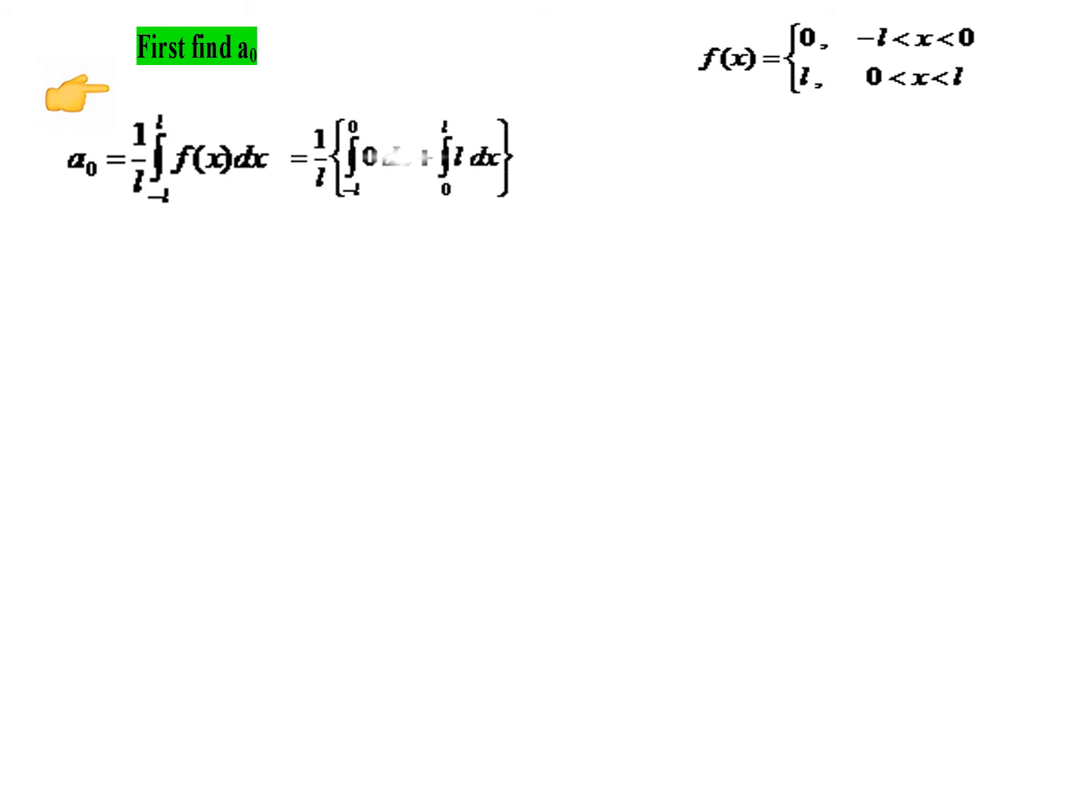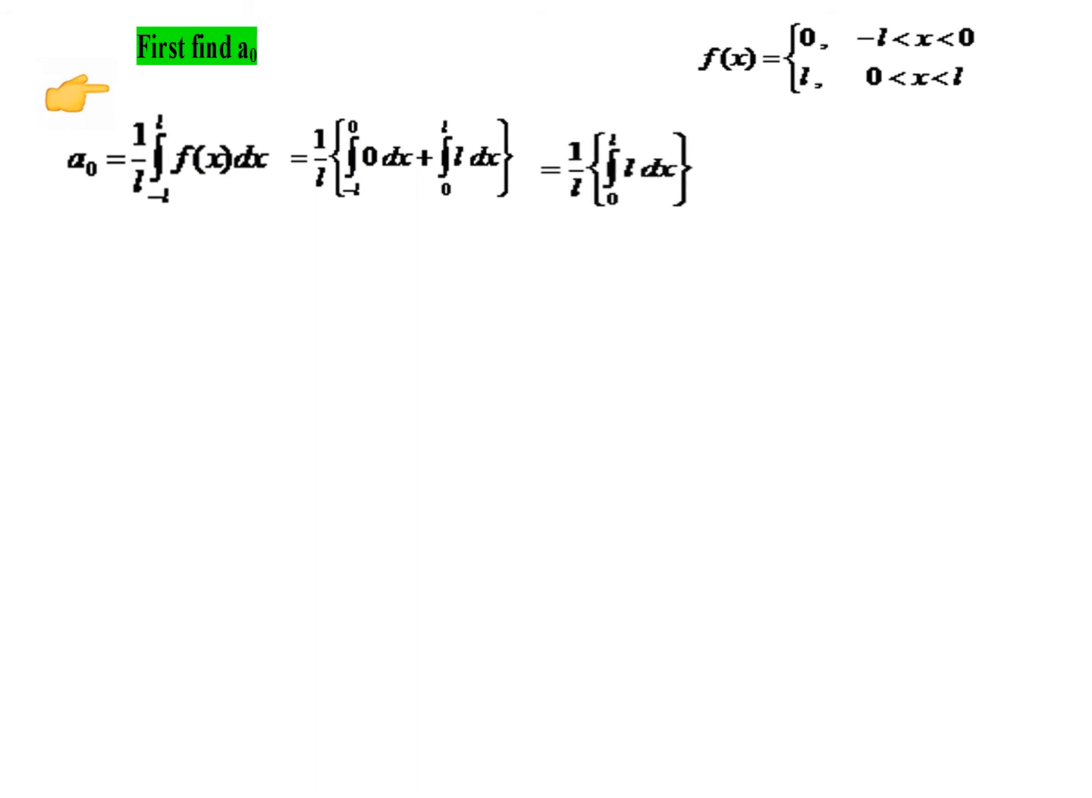Now look at this. We need to split the integration minus L to L like minus L to 0 plus 0 to L, because the function is given differently in these two ranges. So we have split the integration like this. From minus L to 0, the value of f of x is 0, plus from 0 to L, the value of f of x is L.